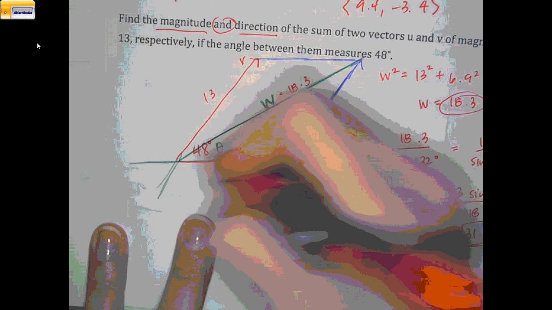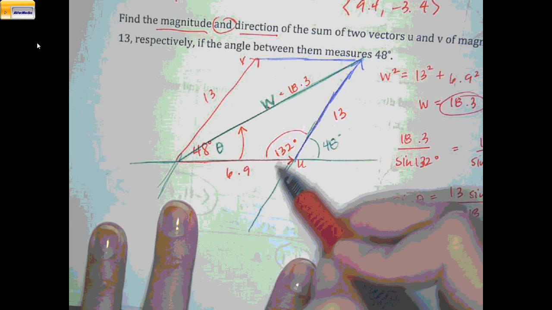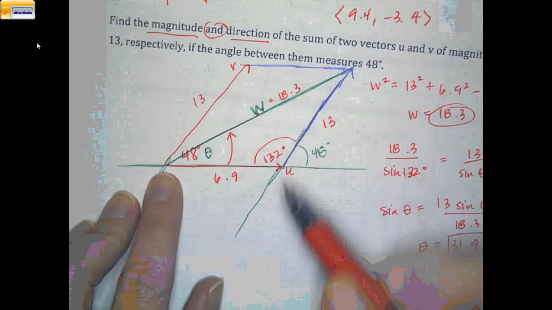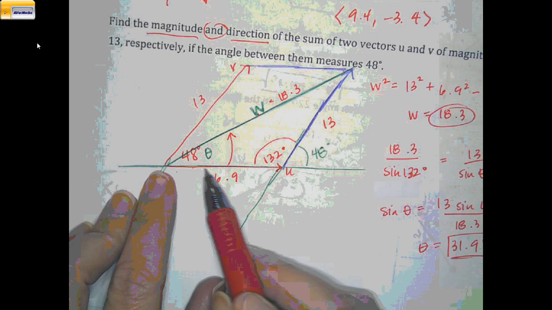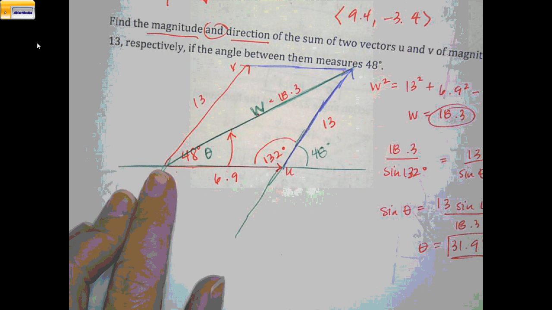It's always going to be the one, if this was the x-axis, it's kind of like the one that's in standard position. Does that make sense? All right, flip the page. We're getting close.